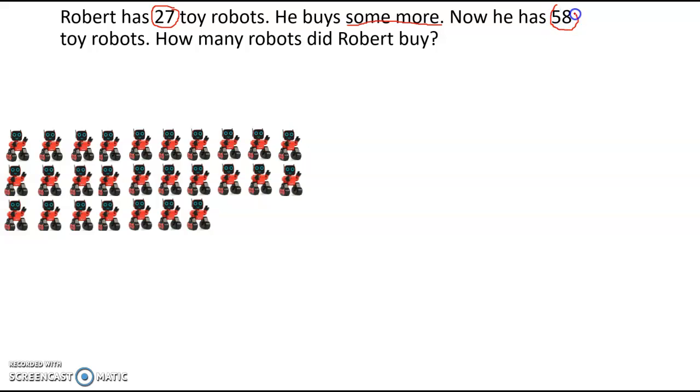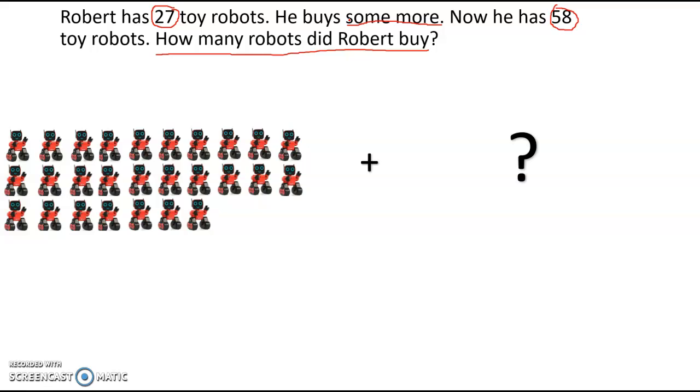So what is this problem asking us to find? All right, it's asking us to find how many he bought. So we're trying to figure out how many more. And you can see I underlined some more, showing that we're adding some more. So we're using addition. We don't know how many he bought.